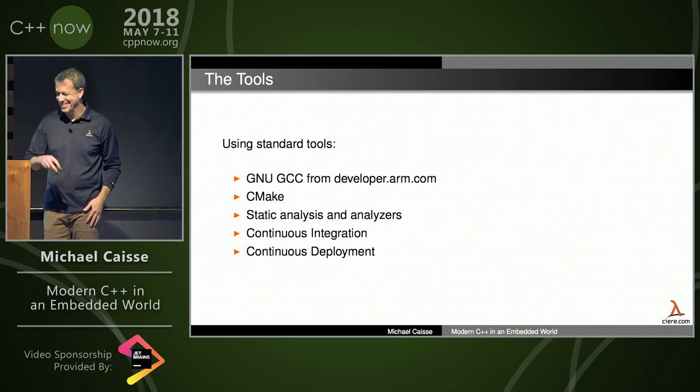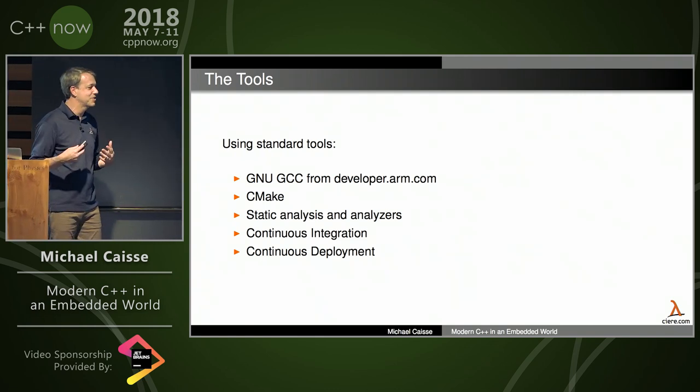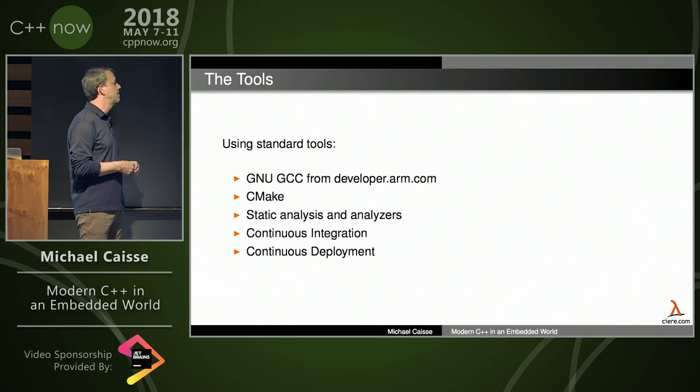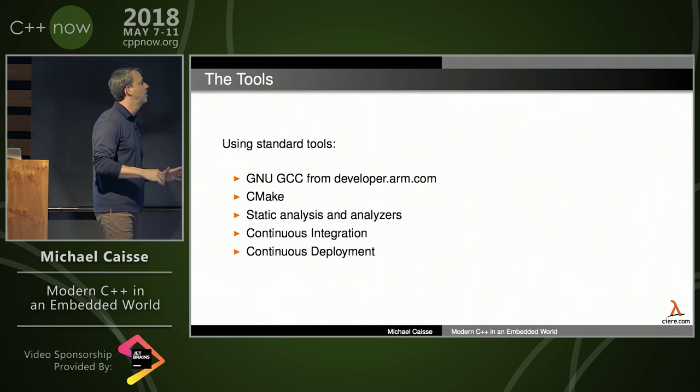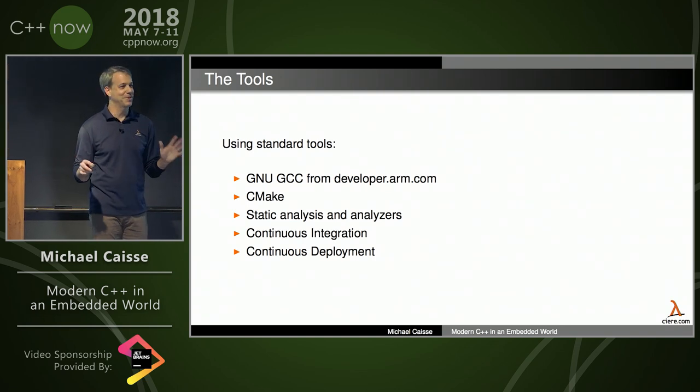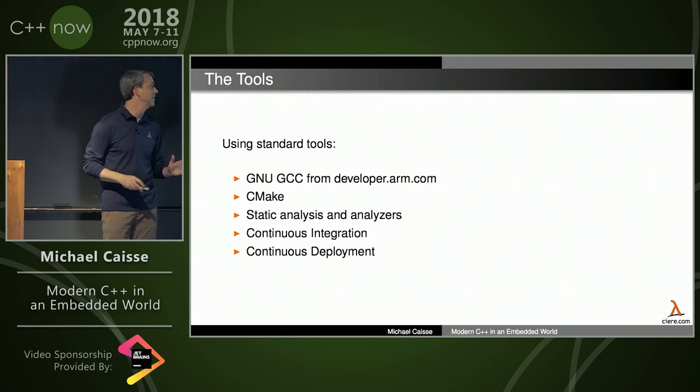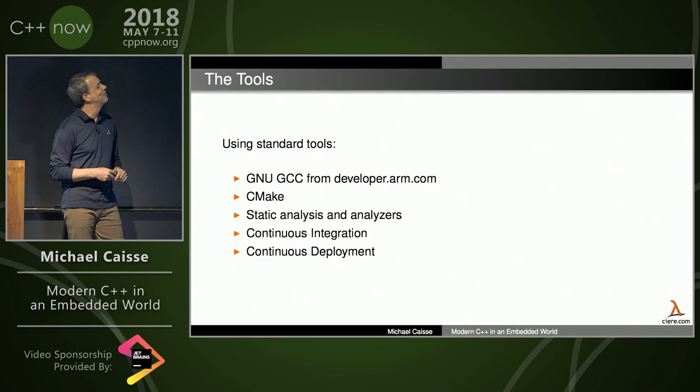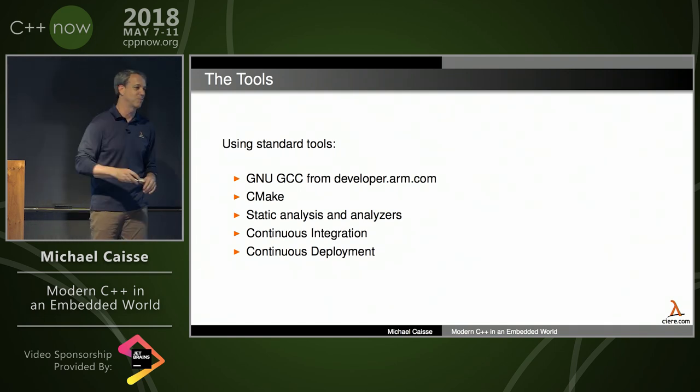So how do we make it all work together? First, I want to just use standard tools. I want to use GCC, just plain old GCC. I want to use CMake, not really, but I'm going to try to use CMake because it's going to be cool, I hope. And I want to use static analysis and analyzers, continuous integration, and continuous deployment.